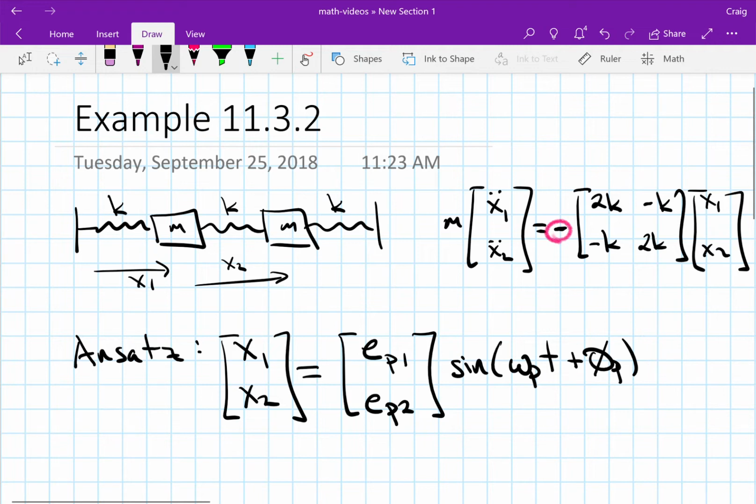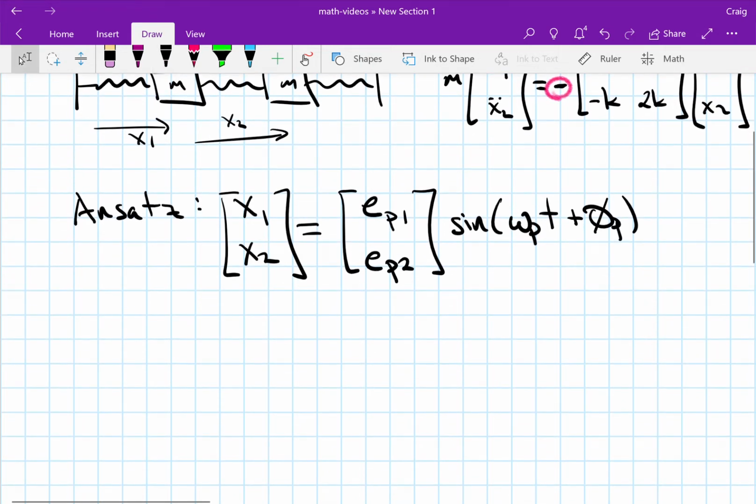Okay, so our goal is to compute the possible allowed values for omega_p that will actually give us a solution, and then once we find the allowed values of omega_p, we will go through and find what that implies about the eigenvector e_p, the 1 and 2 components of that eigenvector.